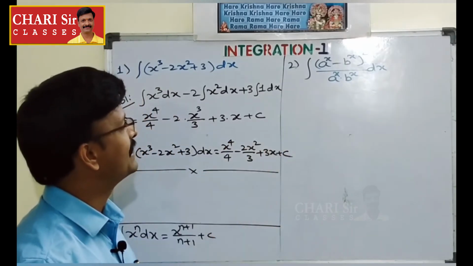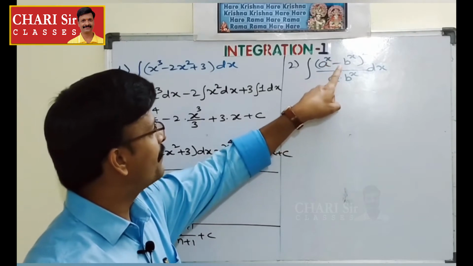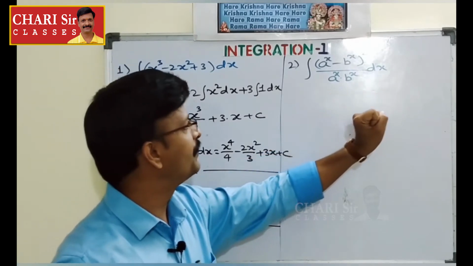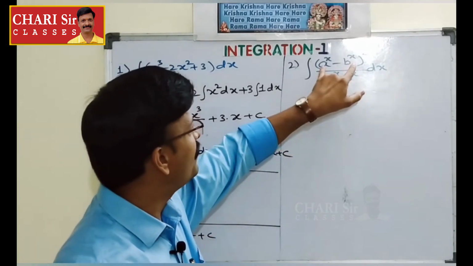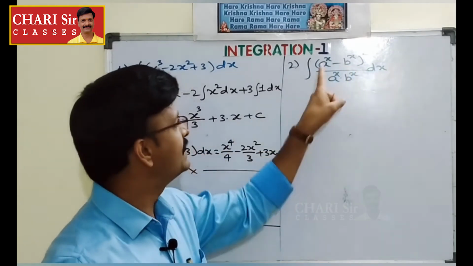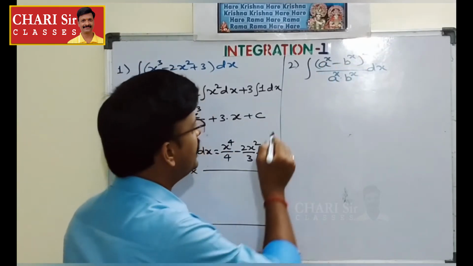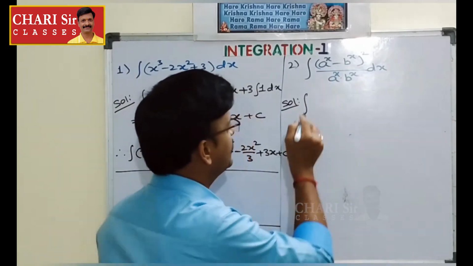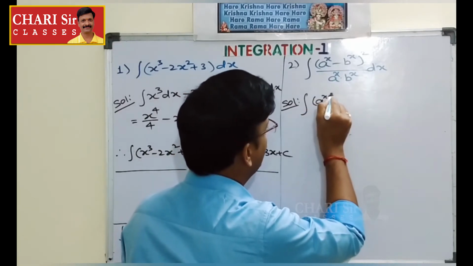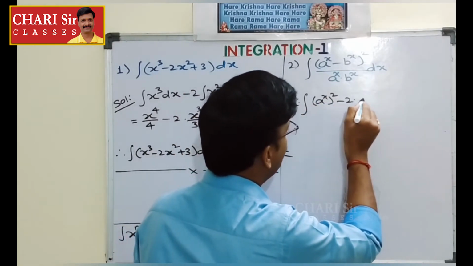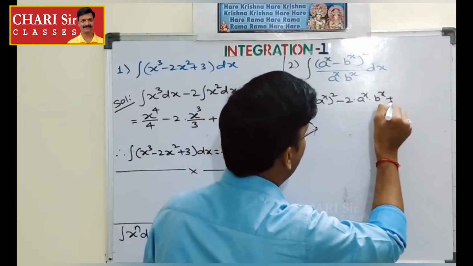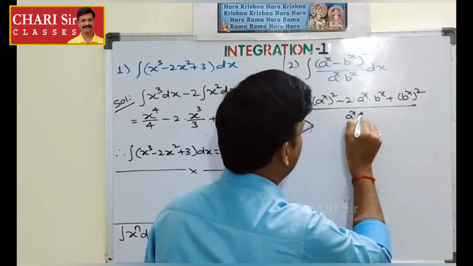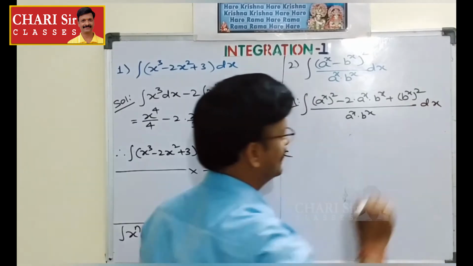And next one more question is given. It is integration of (a power x minus b power x) whole square by a power x into b power x. First, before integration, we need to simplify this one, means you expand this. It is in the form of (a minus b) whole square. By using the (a minus b) whole square expansion, we expand this: (a power x) whole square minus 2ab, that is 2 into a power x into b power x, plus (b power x) whole square, total divided by a power x into b to the power of x dx.